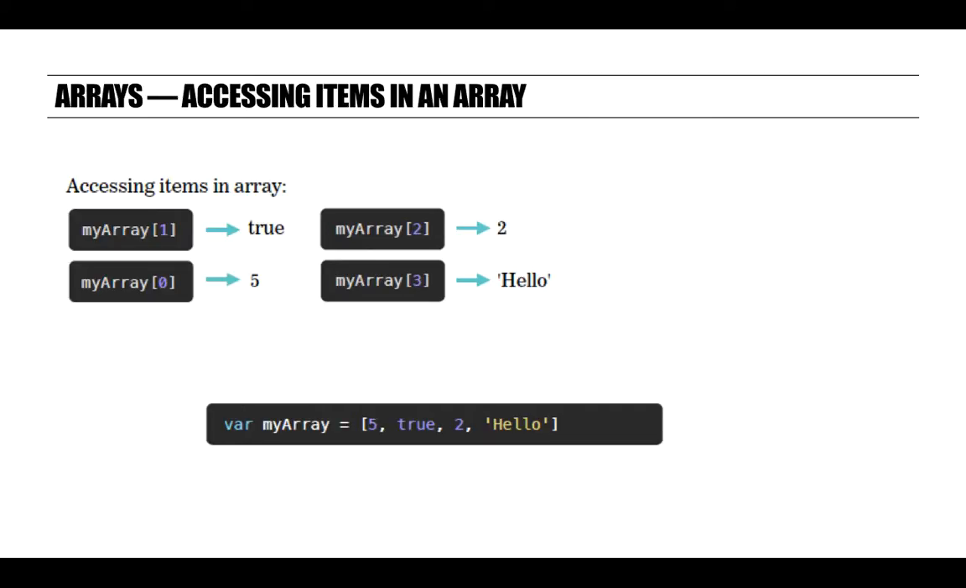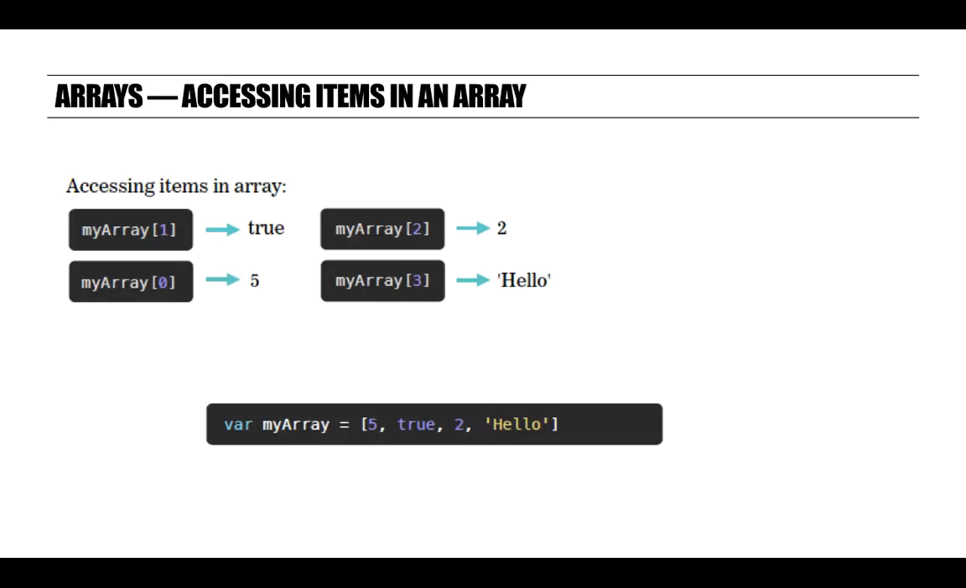So in order to get true back, you need to call the name of your array, so myArray, and then in brackets put the index that you want. So 1 is going to return true, 0 is going to return 5, and so on and so forth.